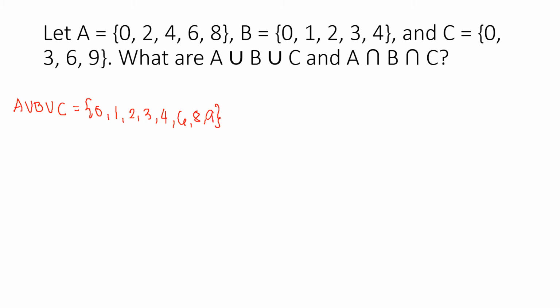Now, the set A intersect B intersect C contains those elements in all three of the sets A, B, and C. In other words, when you have A intersect B intersect C, that would be the elements that are common to the sets A, B, and C. In this case, only the element 0 is common to the sets A, B, and C.